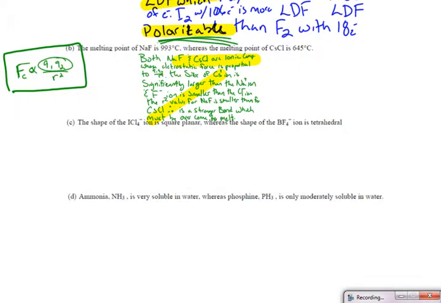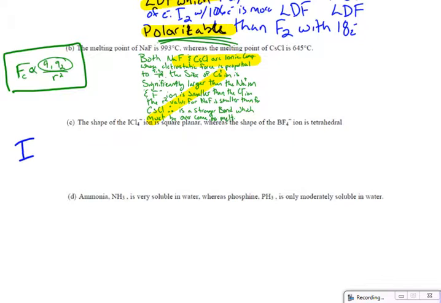All right, another question with some overlap. Here we go. The shape of the iodine tetrachloride anion is square planar, whereas the shape of the boron tetrafluoride ion is tetrahedral. Okay, so now we got to do some drawing here. What do we got? I have iodine tetrachloride.